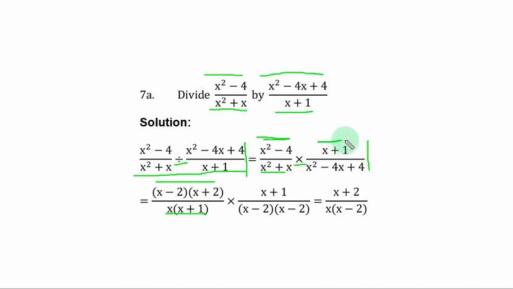This is already in simplest form. It remains the same. You factorize this term, you get this result. You cancel out common terms. S plus 1 will remove s plus 1. S minus 2 removes s minus 2. So you are left with s plus 2 in the numerator and the product of s and s minus 2 in the denominator.